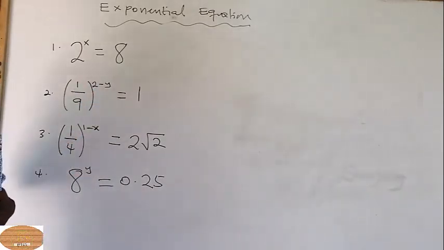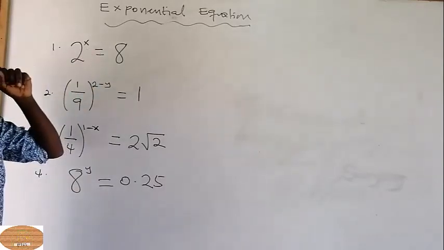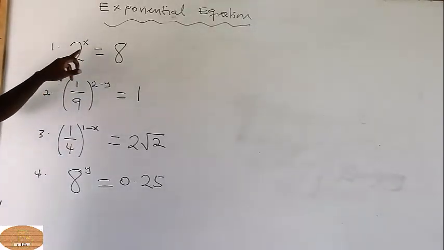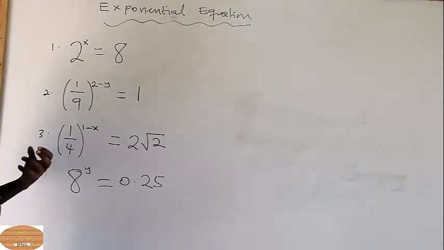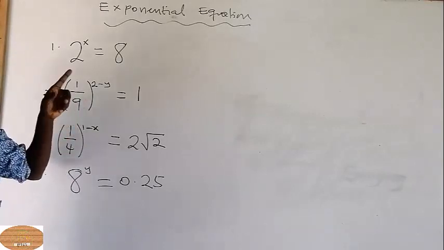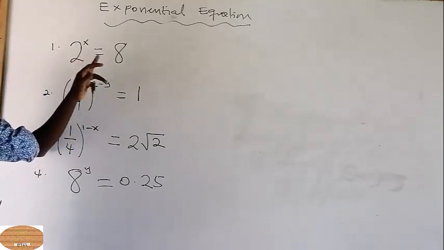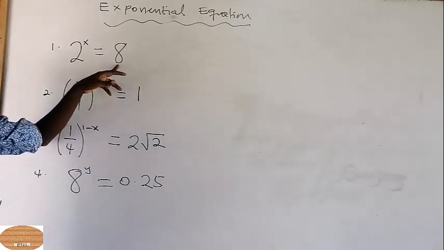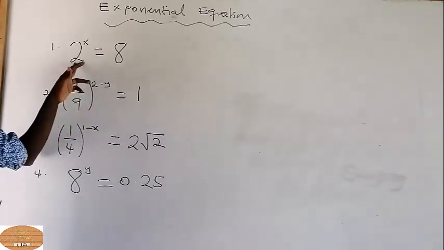After that, move on. The first one we have is 2 to the power x equal to 8, and we have to solve for x. We have 2 to the power x here, but this one is 8. Per what we've learned, we have to make sure the bases are the same. This one is 2, this one is 8. So we have no option but to change this 8 to 2 to the power a number that will give us 8, because this side is 2.